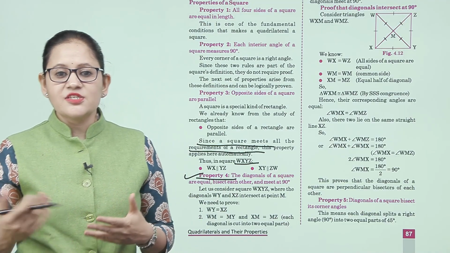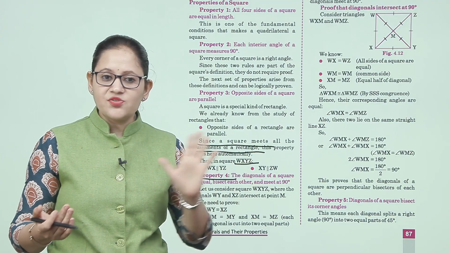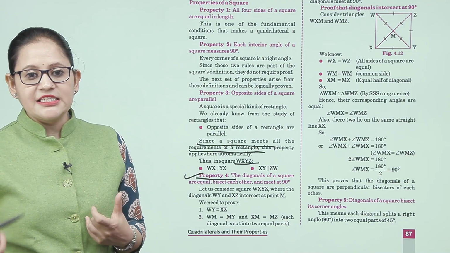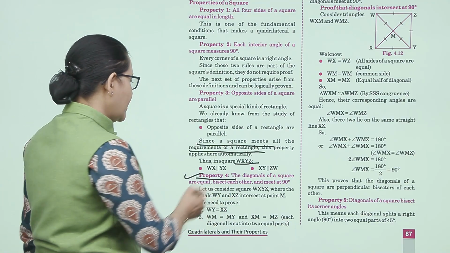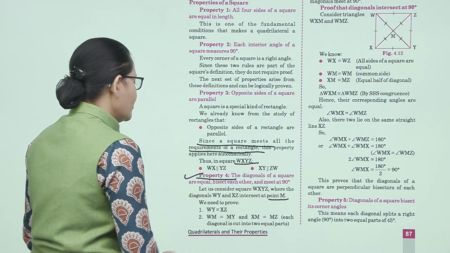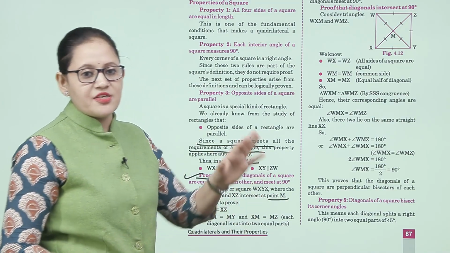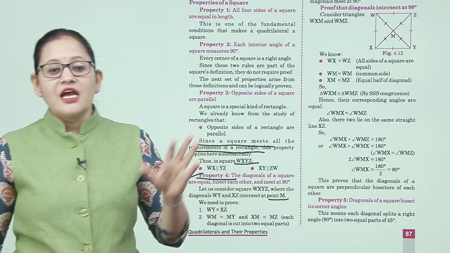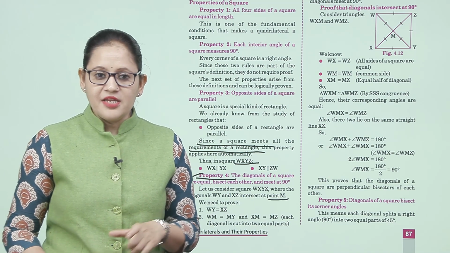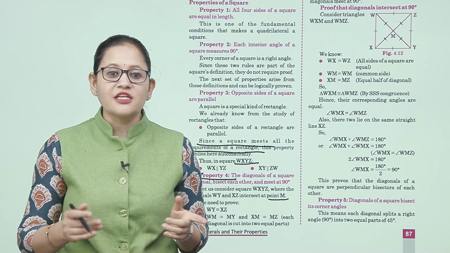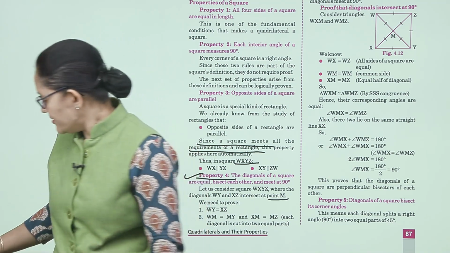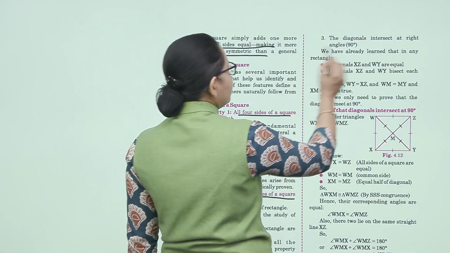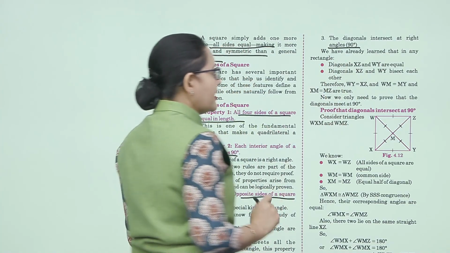Let us consider square WXYZ, where the diagonals WY and XZ intersect at the point M. We need to prove that WY equals XZ, and WM equals MY and XM equals MZ, which means each diagonal is cut into two equal parts. That we have to prove here. The diagonals intersect at right angles, that is, at 90 degrees.